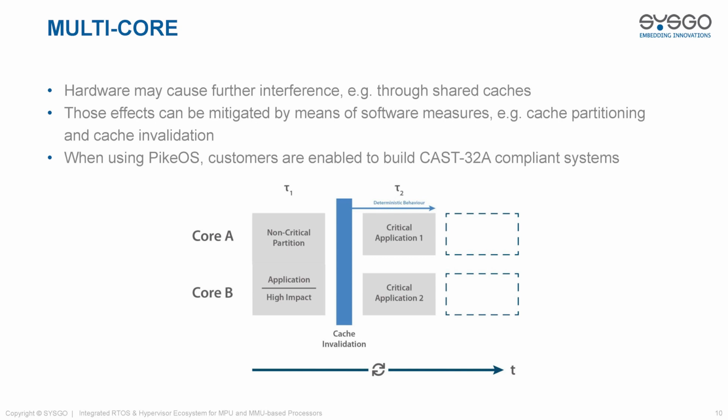To understand how this works, let's have a look at this example. Here we have two cores in the time partition window TO1, where we run a non-critical partition and an application with a high impact on the cache. Afterwards, we do a cache invalidation, and then we run the critical applications in parallel. And from those, we know the exact behavior, because they have been certified and investigated so they don't access the bandwidth or the shared resources in an unwanted way. So we don't have any interference between those applications at runtime.